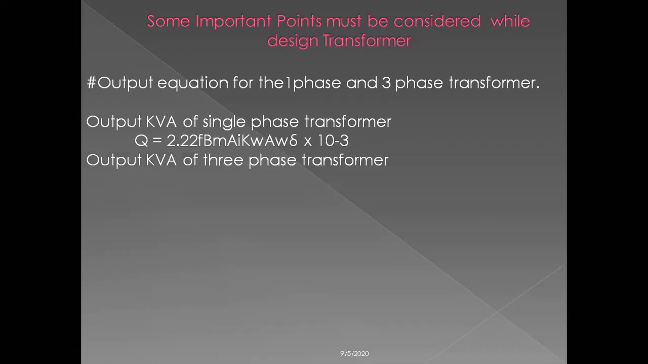Similarly, for a 3-phase transformer the same equation exists, with only one difference: instead of 2.22 there is 3.33, and all the other values are the same. You have to derive this equation. How does this output equation come? What are the various factors on which this output equation depends? You have to derive it.